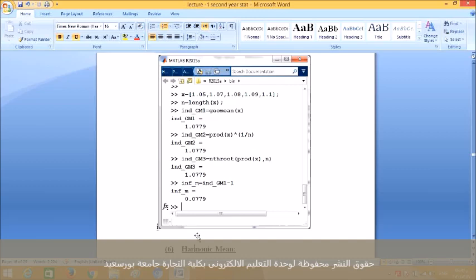Okay, so we will stop here at the harmonic mean, and we will explain the harmonic mean and the other central tendency measures in the next lecture, inshallah.